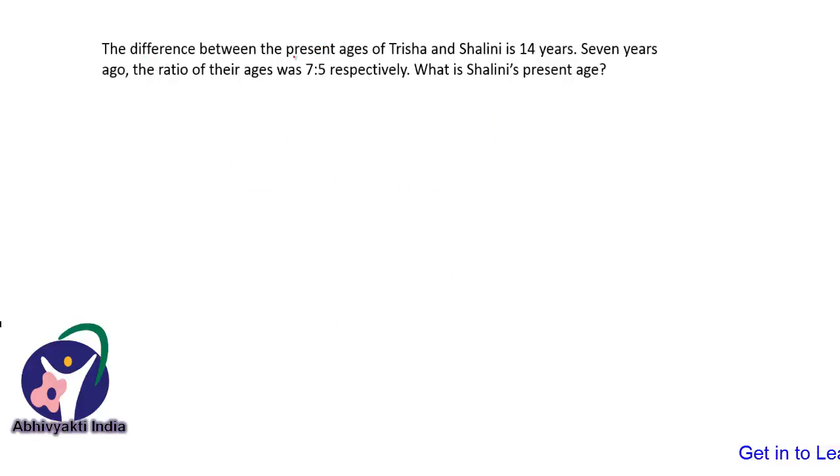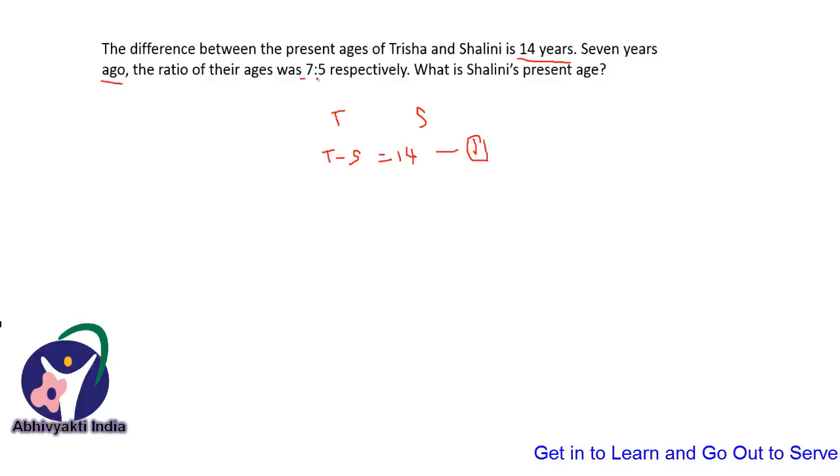Here is the question: the difference between the present ages of Trisha and Shalini is 14 years. If Trisha's age is T and Shalini's age is S, then the difference between their ages is T minus S is equal to 14 years. Let this be equation number 1. 7 years ago, the ratio of their ages was 7:5 respectively. What is Shalini's present age?